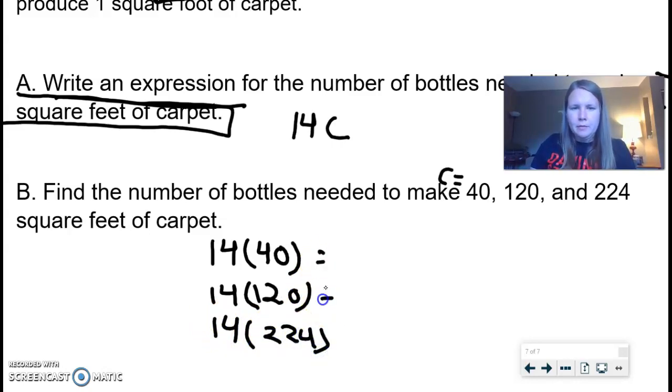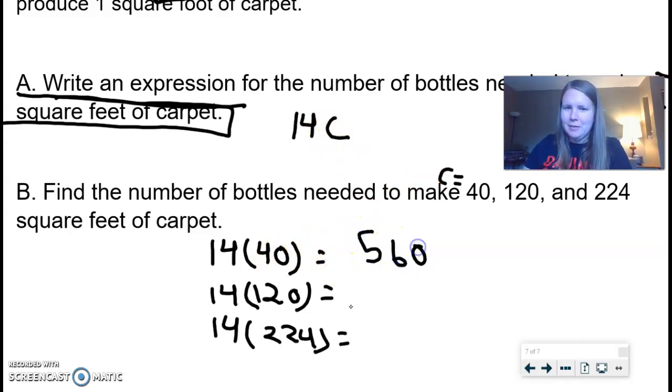So I believe I can do the first one in my head fairly well. Okay, so 14 times 4. I just want to make sure though. Feel free to grab a calculator for this one. It's a little harder, you could write it out. I thought I got it right. So if you wanted 40 square feet of carpet, it's going to take you 560 bottles.